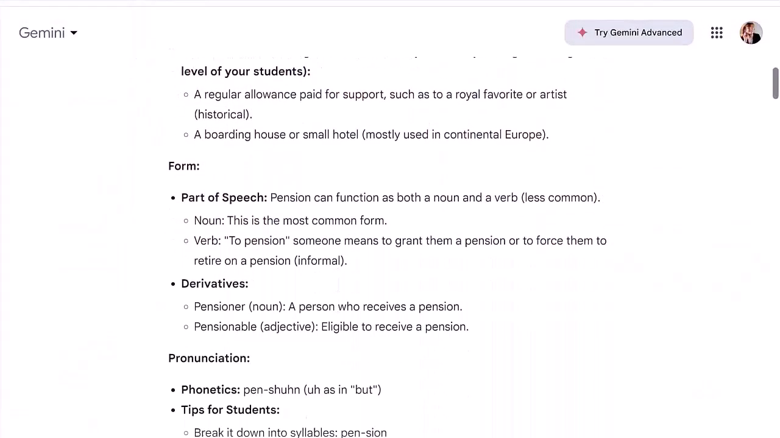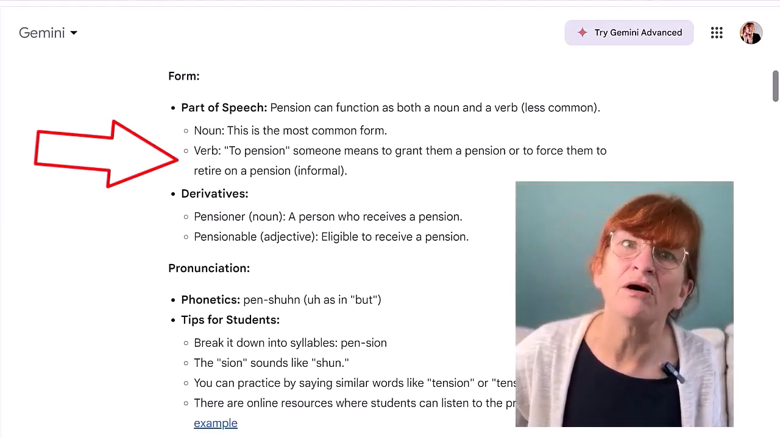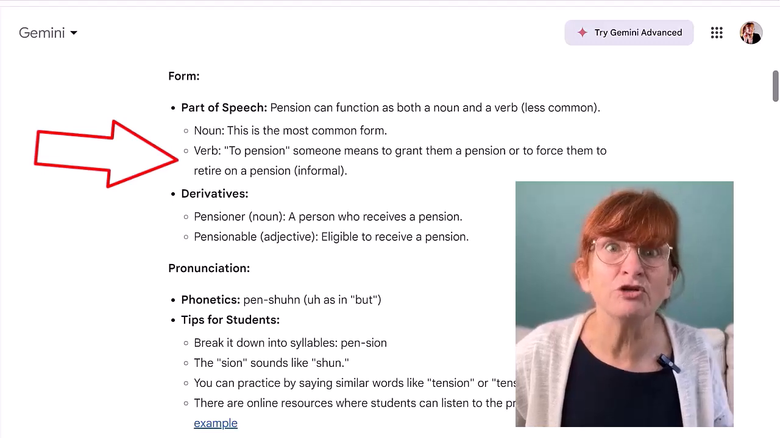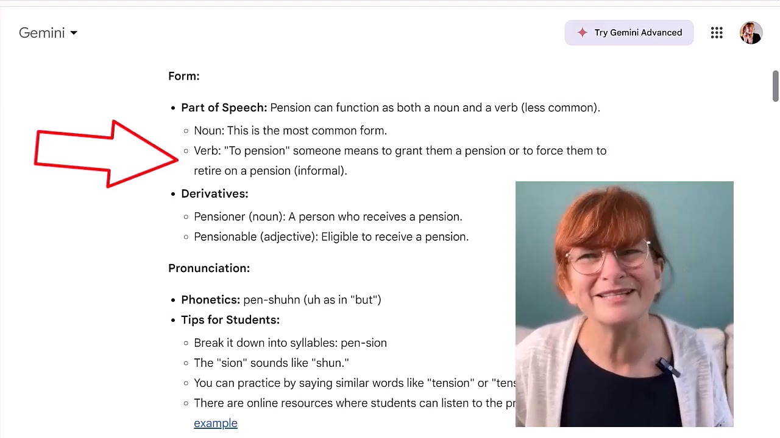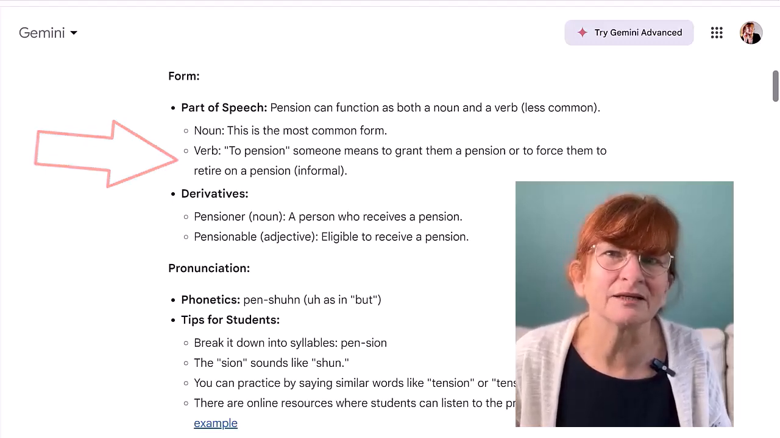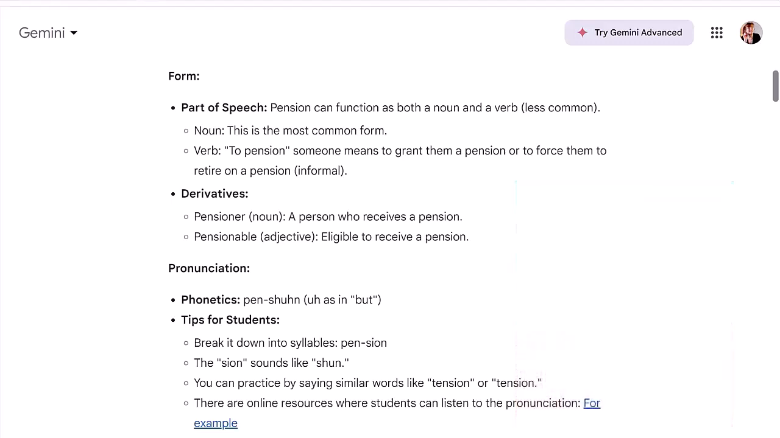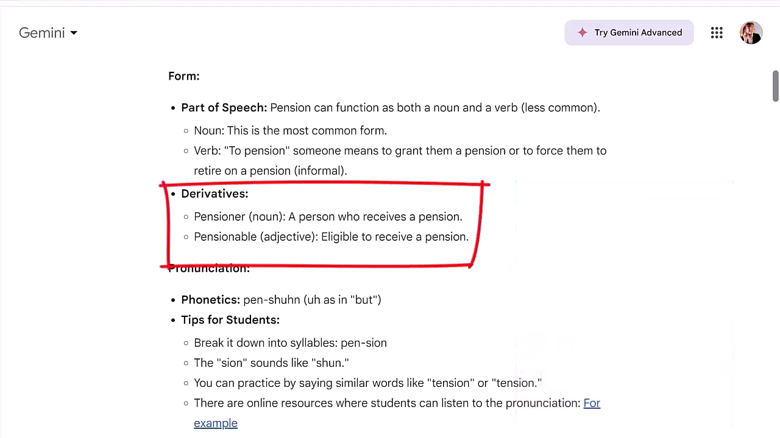In terms of the form, Gemini tells us that the noun is the most common form and also gives us a verb form that I think is rather unusual. I can see to pension someone off, but I think to pension is pretty unusual, and I wouldn't include it in a language analysis. Like the dictionary, it gives us related words: pensioner, yes, and pensionable.